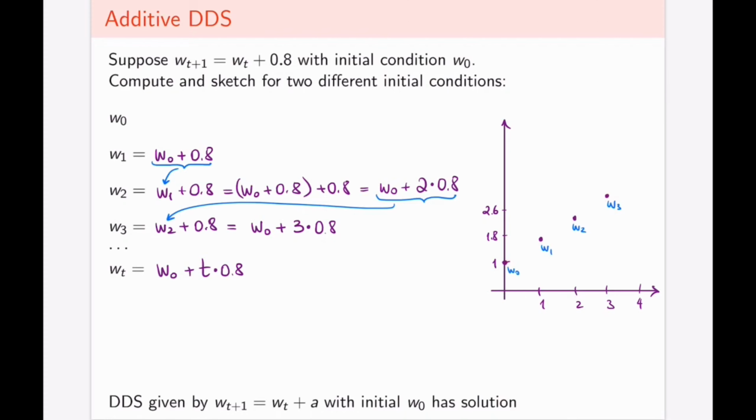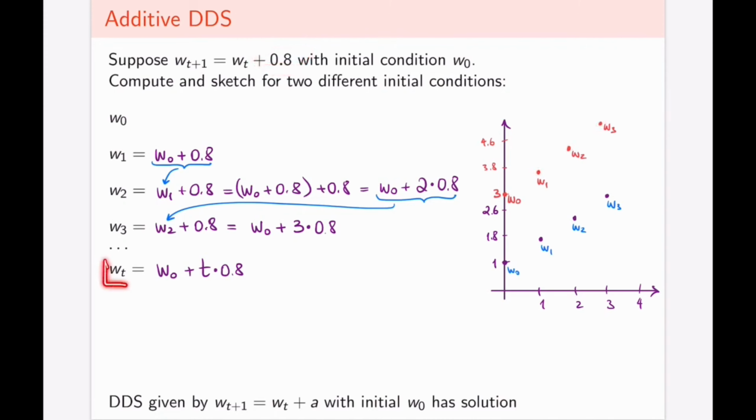What would happen if I started with a different initial condition? So let's say I start, like I did last time, with 3 as my W0. The first thing I would do is add 0.8 to compute the value at time equals 1. So this will be at 3.8, and this will correspond to my W1. The next one will be at 4.6 and will correspond to W2, and so on. W3, and so on. What I notice here is these guys also lie in the exact same line. This is creating a slope.